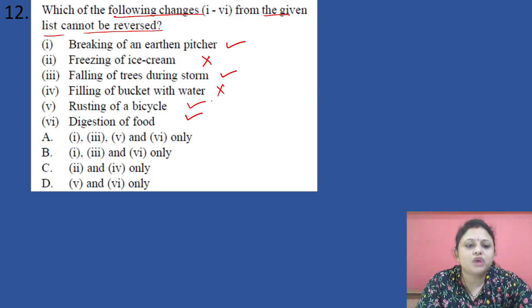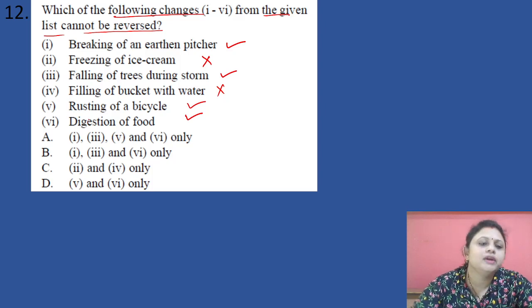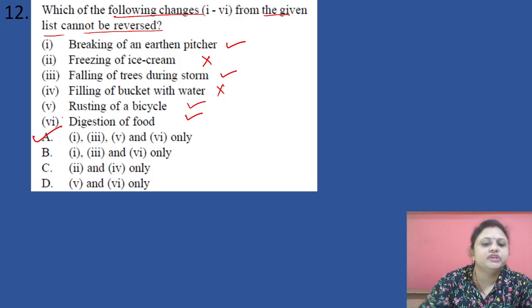So this 1, 3, 5 and 6, this cannot be reversed. Okay, so the correct answer is option A.